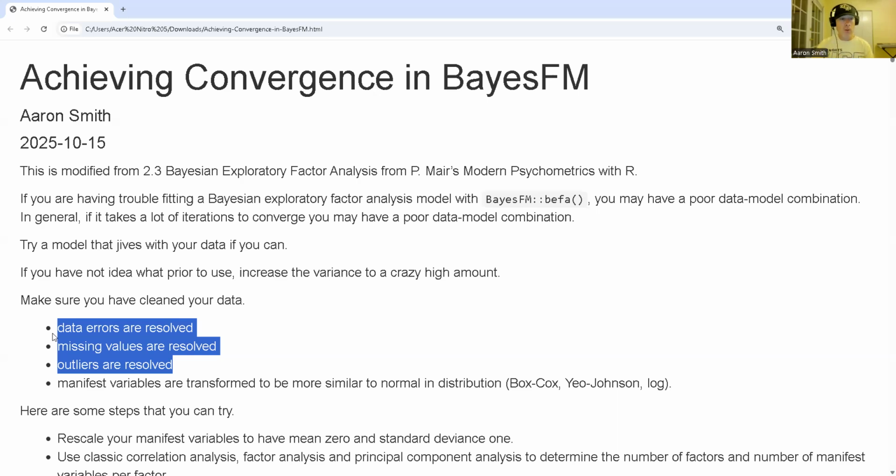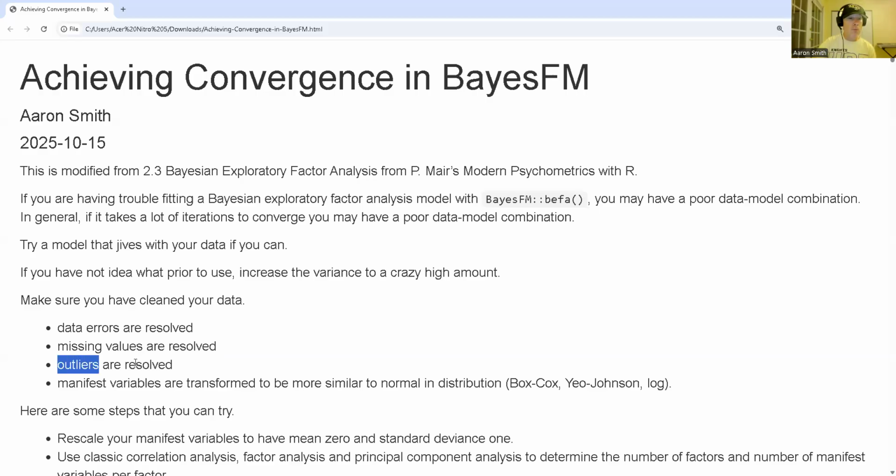For me personally, when I'm dealing with outliers, I like to replace extreme values with the 95th quantile or the 5% quantile. That way, the extreme values get pulled in a little bit so they don't pull the rest of the model towards them. I find that that works very well.